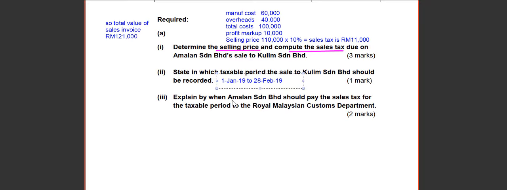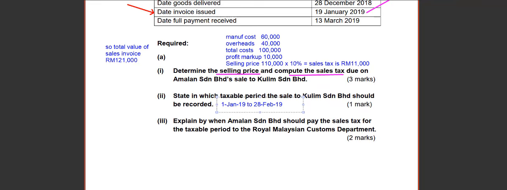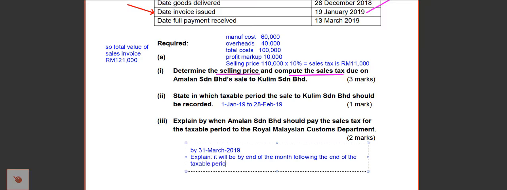Okay, explain when Amalan should pay the sales tax for the taxable period. Now, if your taxable period ends 28th of February, then you have to pay by 31st of March 2019. But the question says you must explain, so you cannot just give the date, right? Explanation is needed. So it will be by the end of the month following the end of the taxable period.